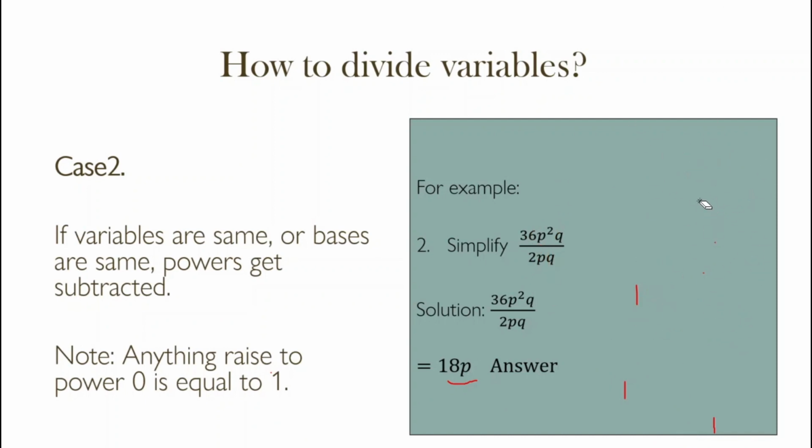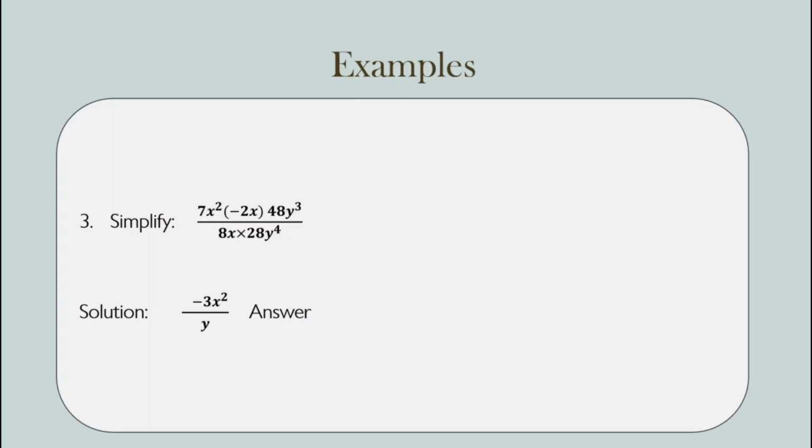Now let's move to the next example to understand things better. So the next example says, simplify 7x square multiplied with minus 2x multiplied with 48y cube divided by 8x multiplied by 28y raised to power 4.